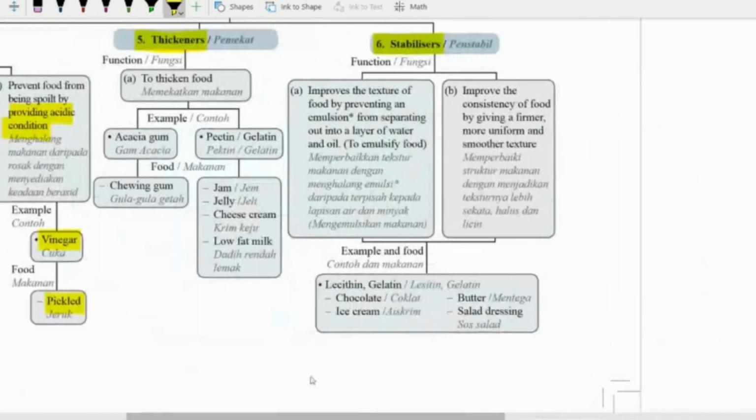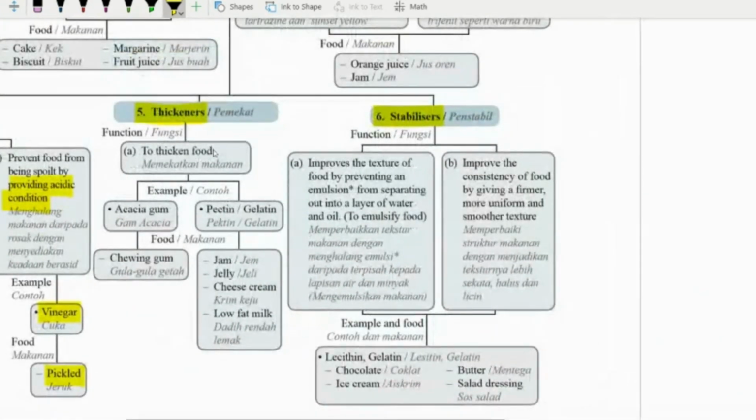Thickeners. Thickeners are used to thicken the food. For example, you see acacia gum, under chewing gum. Pectin and gelatin are under jam, jelly, cheese, cream, low-fat milk. Another one is the mushroom soup in Pizza Hut. That soup is very, very thick, right? Actually, they put in thickeners to thicken the food. Starch also can. When cooking, you put in some starch, you will thicken the food also.